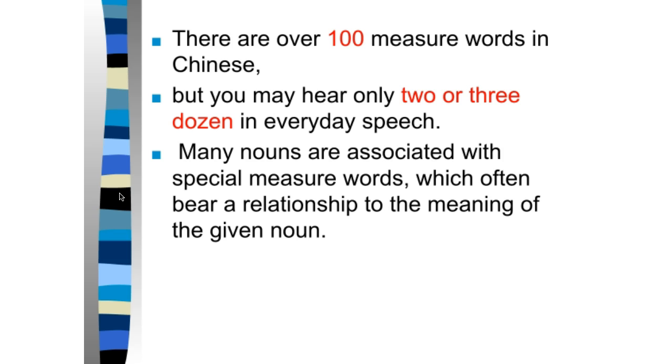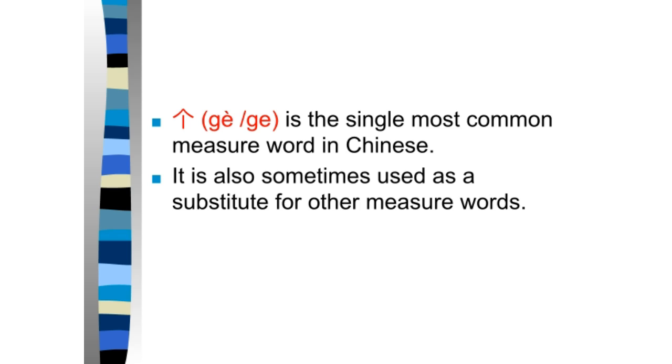In fact, there are over 100 measure words. That being said, in everyday speech, there's only about two or so dozen. And I'll give you a little trick. You can really get away with just saying 个 a lot, because 个 is the most common measure word. And it's sometimes used as a substitute for other measure words if you can't think of the right one. People will understand what you're saying.